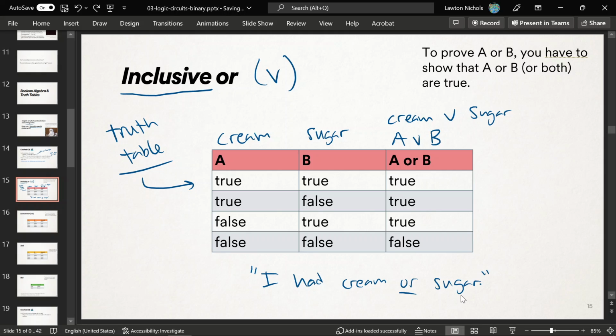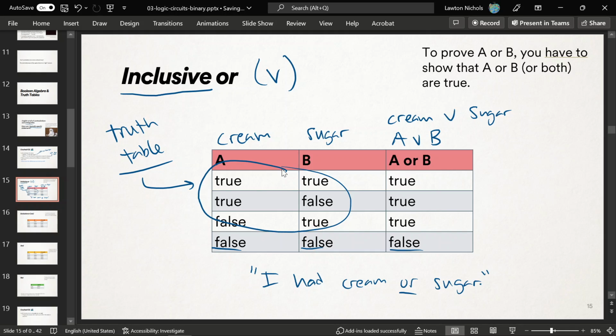The one time you're lying is if you had neither, right? That's the one thing that makes this statement false, if both sides of the or are false. Eventually we're going to want to prove things like this. Like, you tell me this, and based on previous information, tell me if this is a true or false statement, this cream or sugar, this A or B. To prove that A or B is a true statement, you have to show that A is true, or B is true, or both are true, because that'll lead you to any of these three cases.